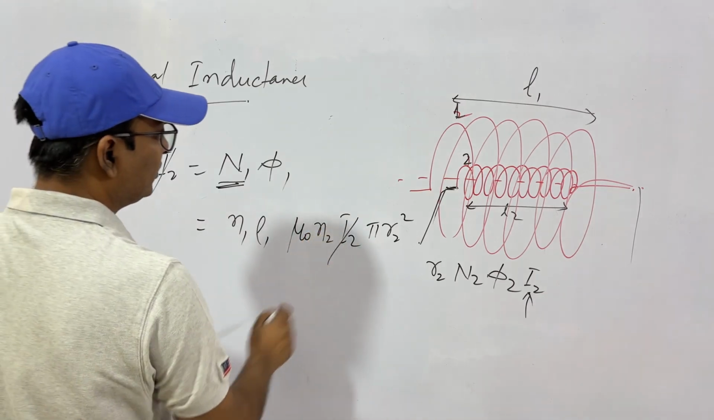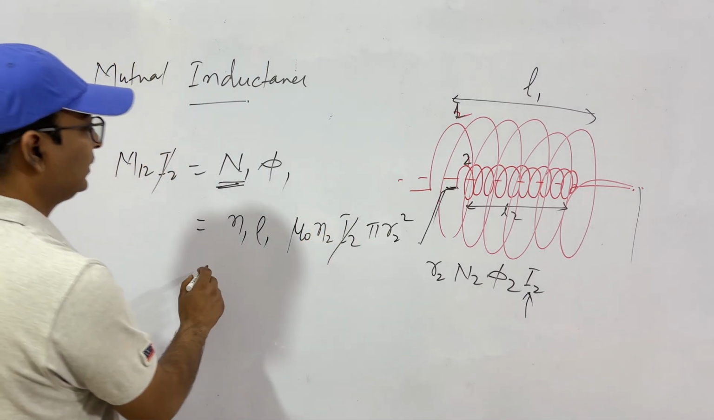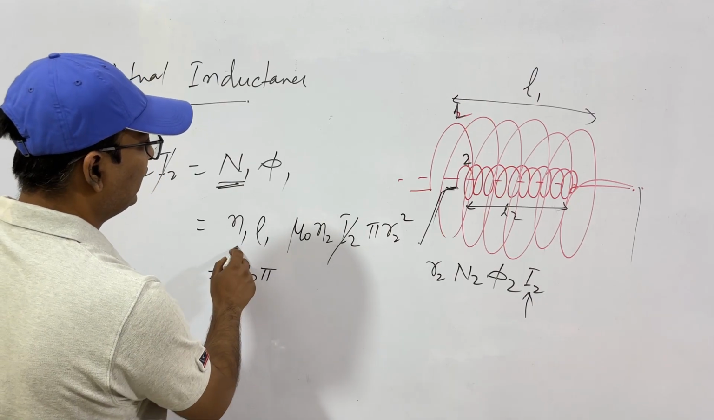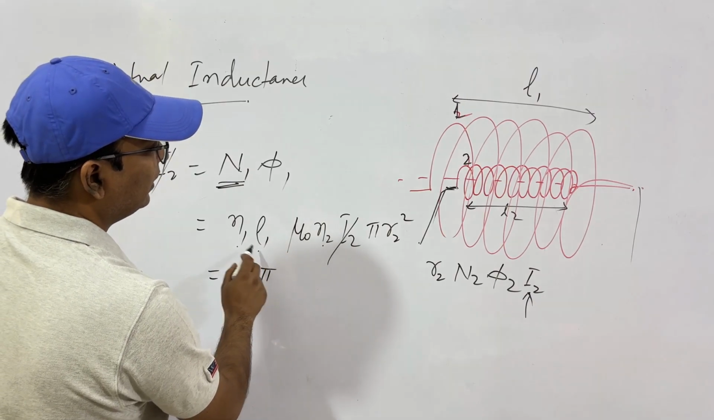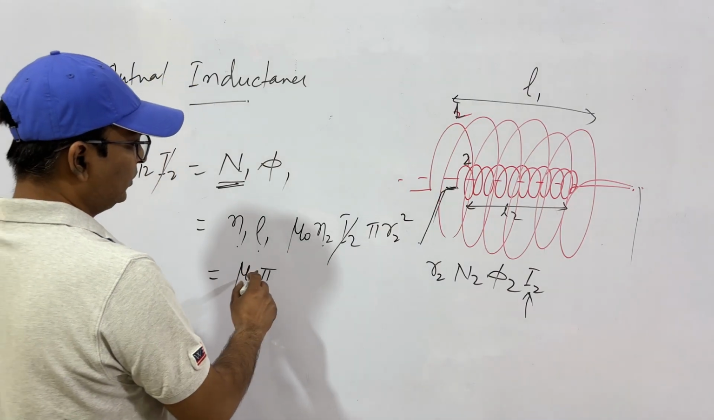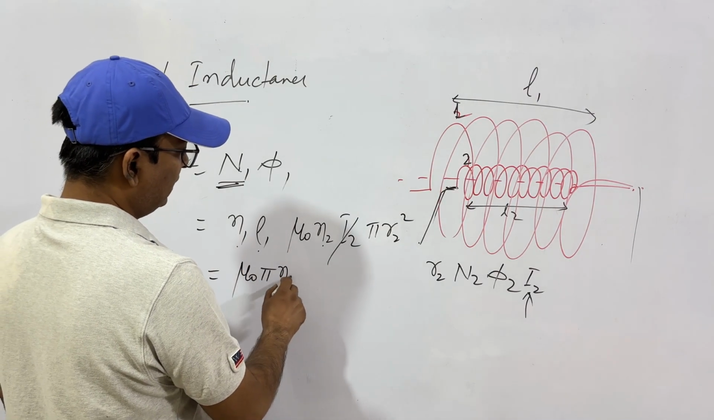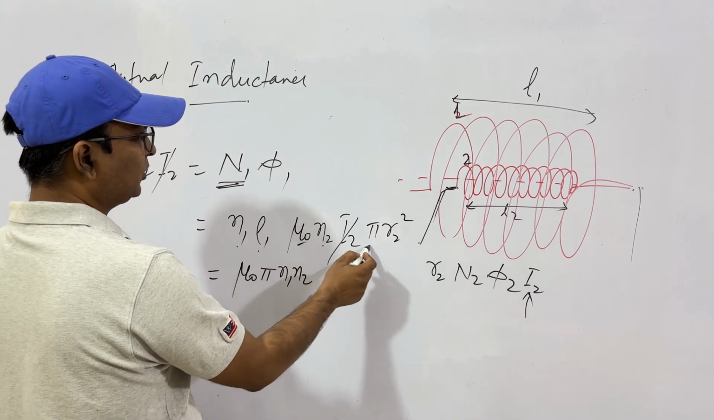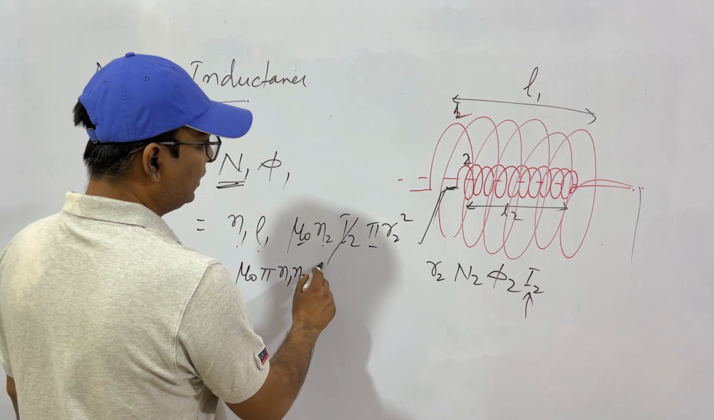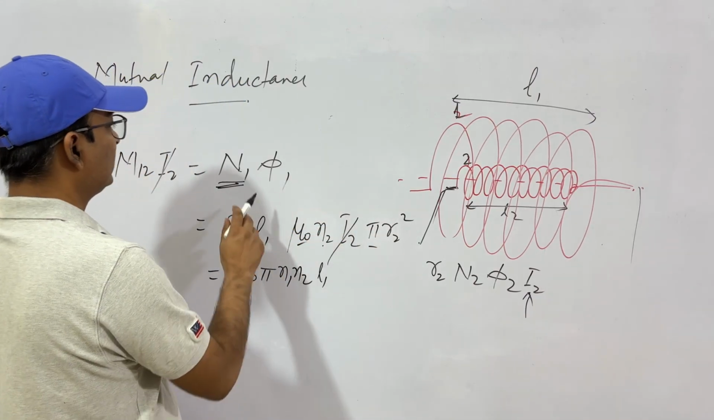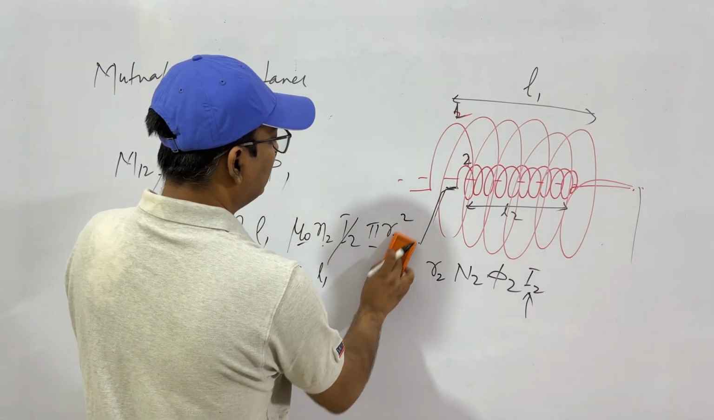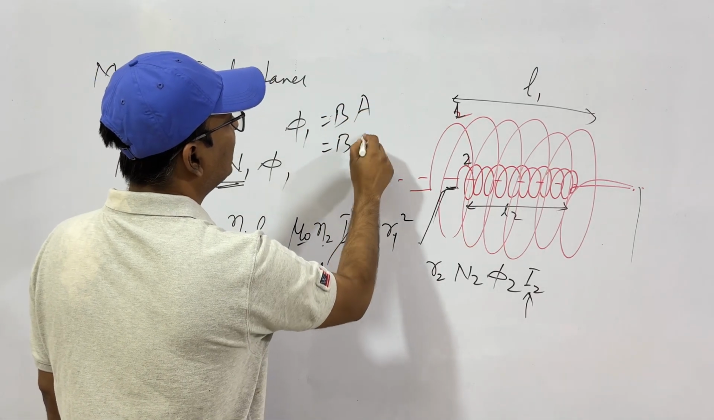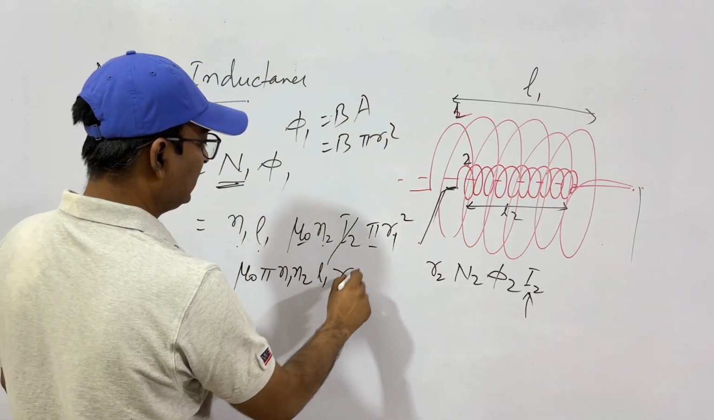So M12 I2, so I2 cancels from here. What do you get? You get, see, mu 0 and pi I am taking out. So what you get? N1 N2 L1. So this will be mu 0 pi N1 N2 L1 into R2, not R2 square. See, this is phi 1, so area will be R1 square. Phi 1 is B into A, so this will be B into area, pi R1 square. So this will be R1 square.